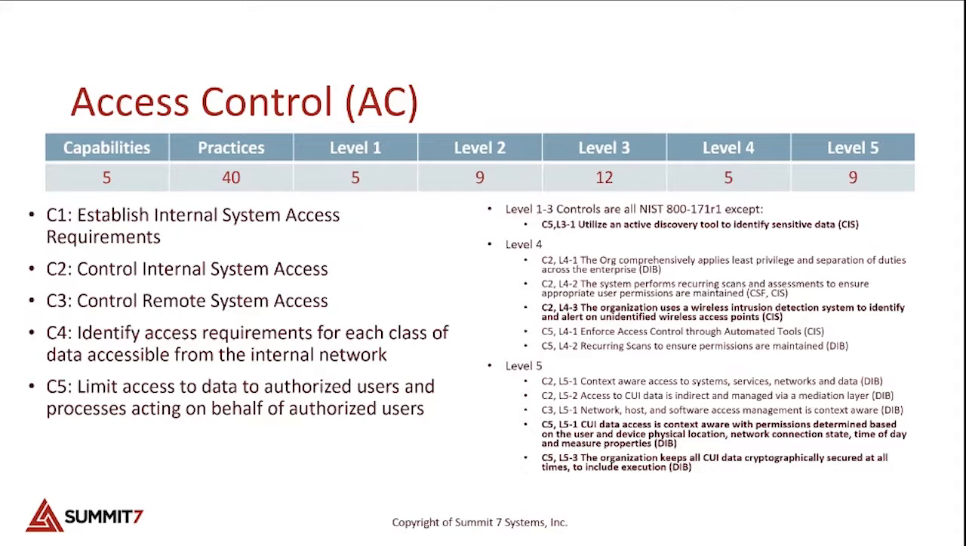You'll see I've highlighted one, which is capability 5, L3-1: utilize an active discovery tool to identify sensitive data, which came from the CIS controls. That is one that they did add to the NIST 800-171 controls within level 1 through 3. In level 4 and 5, I didn't call out all of them, but I called out a number of specific controls that we believe are going to be impactful, or significantly impactful, to you, the customer, the DIB, as you're looking to implement. A couple that I have highlighted here is capability 2, L4-3: the organization uses a wireless intrusion detection system to identify and alert on unidentified wireless access points.